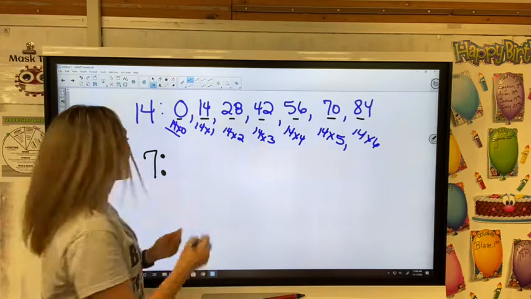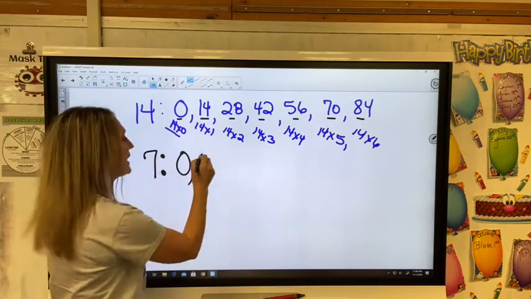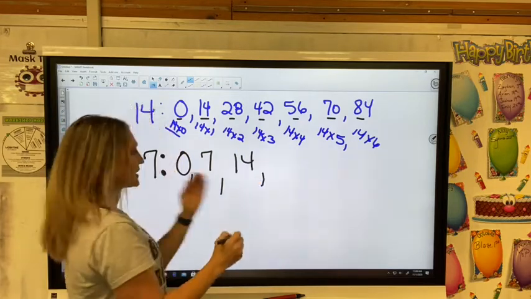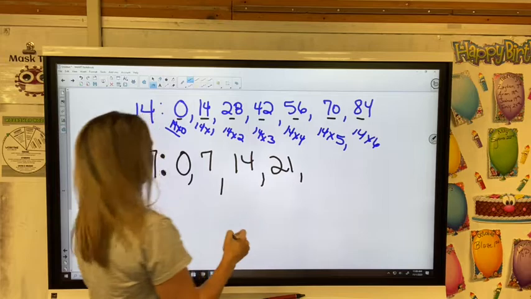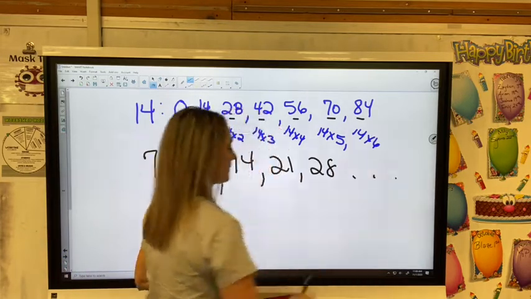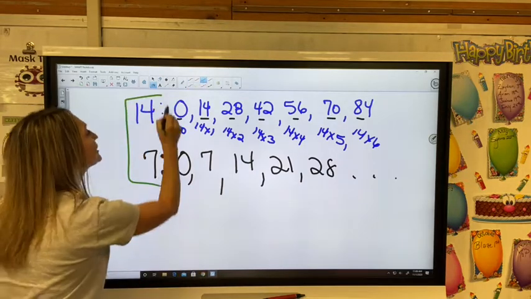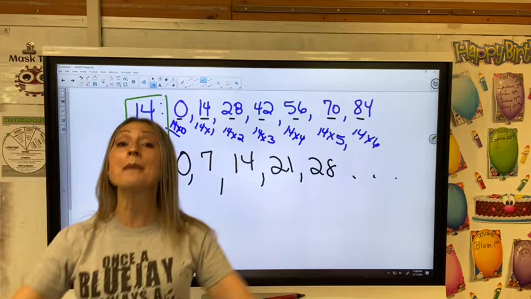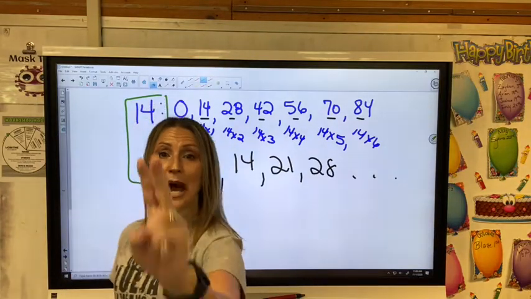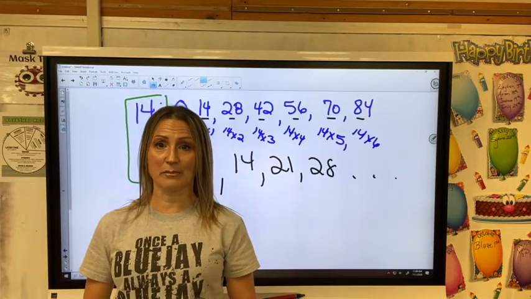So, of course, I'm going to start off again. 7 times 0 is 0. 7 times 1 is 7. 7 times 2 is 14. 7 times 3 is 21. 7 times 4 is 28. And so on, and so on. And when we have these two numbers, and I ask you, what is the least common multiple? We're looking for the smallest number that is alike, that is a multiple of these two numbers.